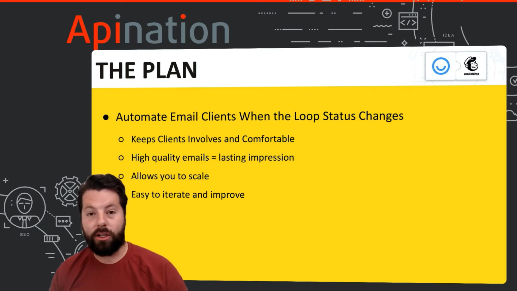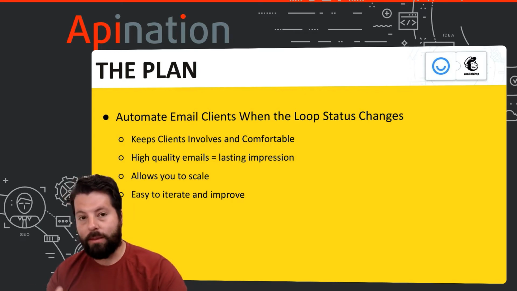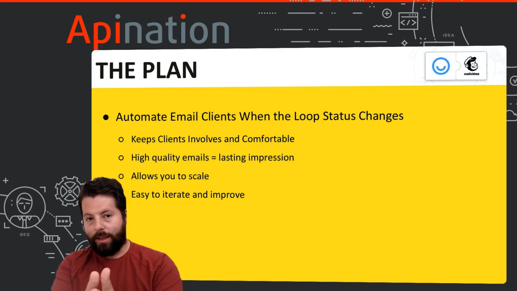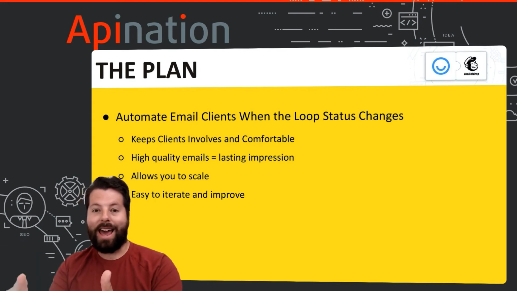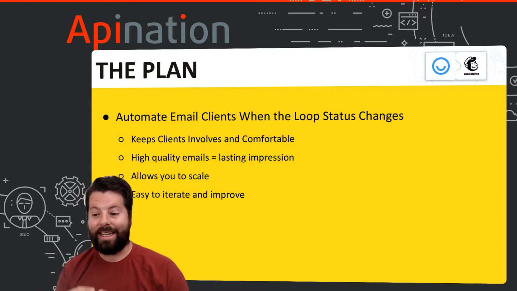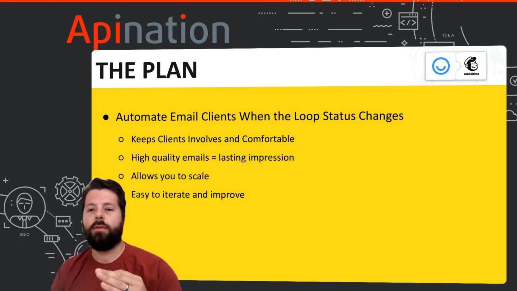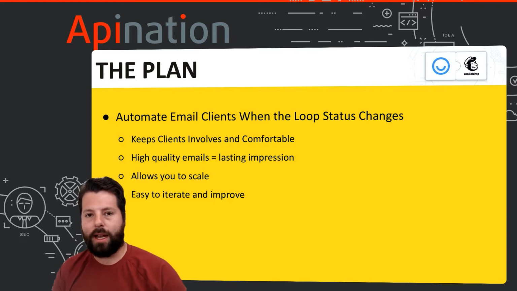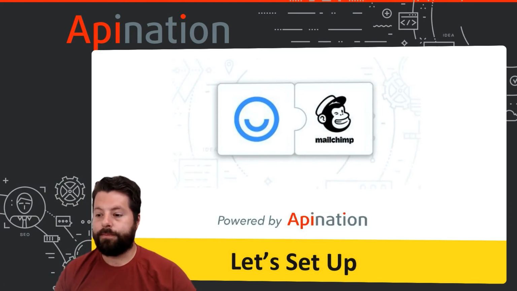It'll also allow you to scale. You don't have to sit at your computer creating these emails every day. These will just go out by themselves automatically. All you have to do is create the initial campaign, and then when you change the loop status, Mailchimp will automatically set them up on that campaign, letting them receive those emails and get that knowledge from you automatically over the next coming days and weeks. It's also really easy to iterate and improve. You can hop into Mailchimp whenever you have time and update those emails a little bit with what you learn and the feedback you get from clients to make sure they get the information they need. So let's set it up.